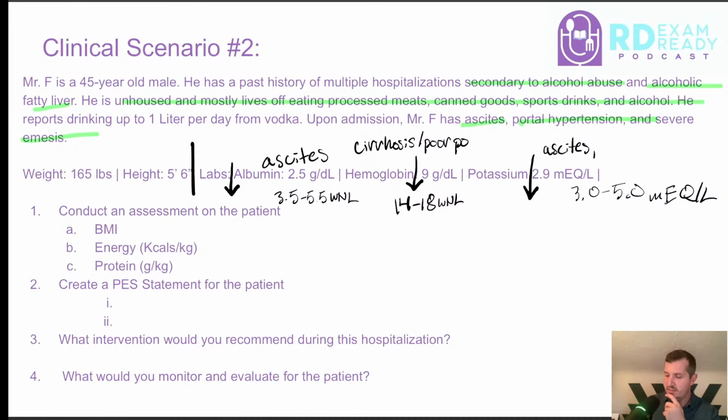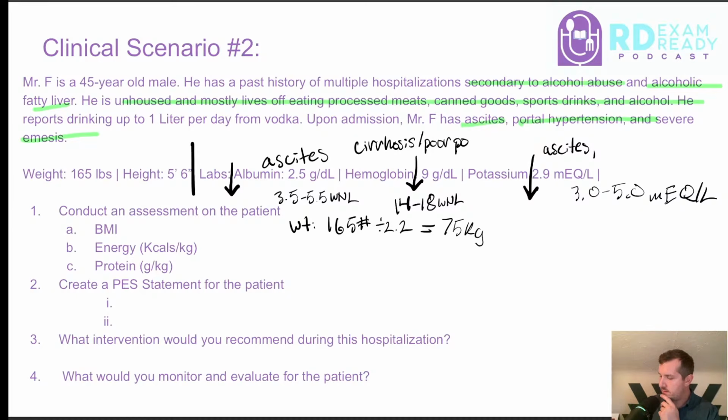All right, so conduct your assessment of the patient's BMI if you would. I'm going to just walk through once again what I'm going to do there. We're going to take his weight first. 165 pounds divided by 2.2 is going to be equal to how many kilograms? That would be 75 kilograms.